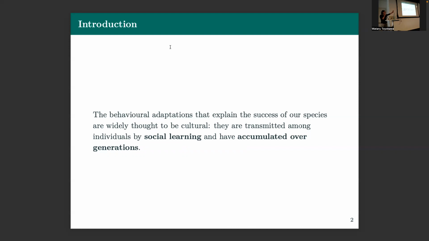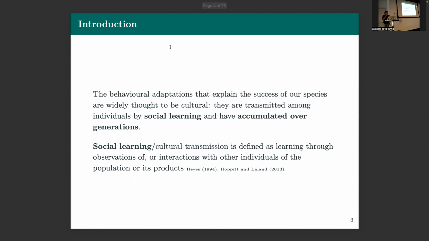Both of them are really fascinating areas of research, but for today, we only look into the social learning part. Social learning or cultural transmission, both terms are often used synonymously in the literature, is defined as learning through observations of or interactions with other individuals of the population or its products. So it's a very, very broad concept.